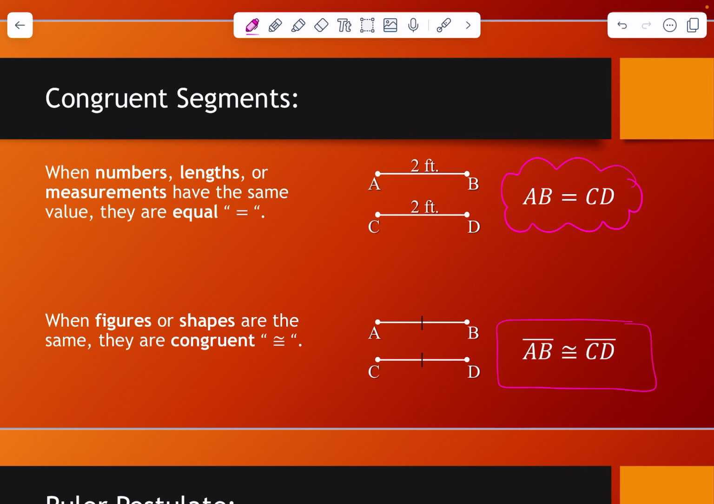There is a part that is like an order matters. So like A goes to C as B goes to D, kind of a thing. So the order matters as much as the equivalence part. So understand there is a difference. Anytime we're talking about numbers, lengths, and measurements, that's our equals. And notice we don't put the line segment over the top. When we're talking about the figure or the shapes are the same, we're going to be talking congruence.